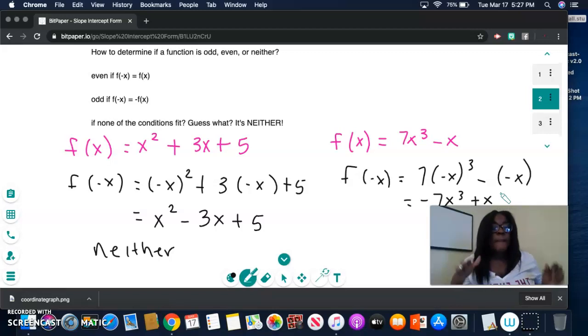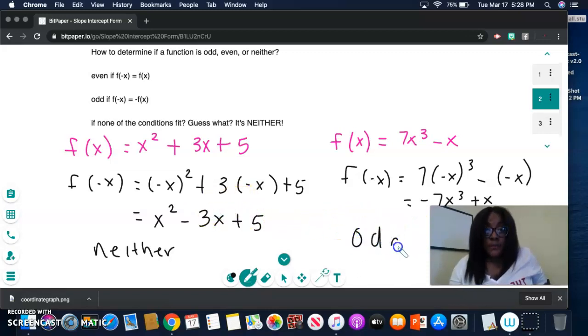In this case, the only way that it would be an odd function is if you end up with the exact opposite of what you started off with. So if all of the plus signs become minus and all of the minus signs become plus. If we analyze it, 7x cubed was positive, but it became negative, and negative x was negative and it became positive. So therefore, this function would be odd.